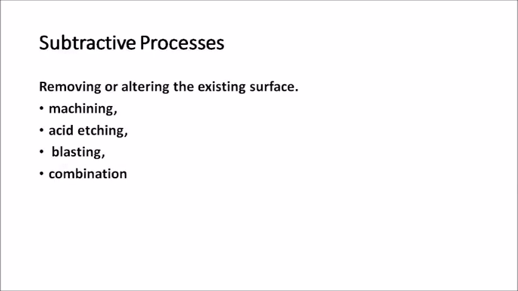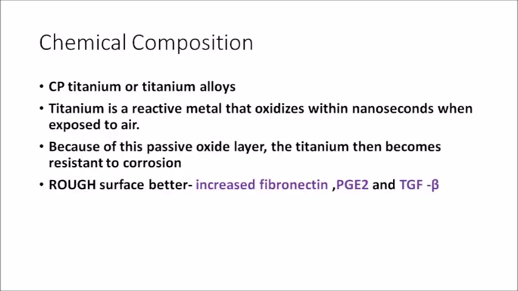Coming to the subtractive process, here we remove something from the implant surface and hence alter the existing surface of the implant. This can be done by machining, acid etching, or blasting like sand blasting or aluminum blasting, or a combination of any of these three techniques: machining, acid etching, blasting, or a combination. Now we have seen the implant macro design and micro design. Now what is the chemical composition? What is an implant made up of?